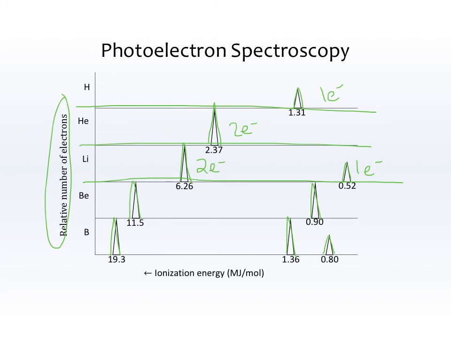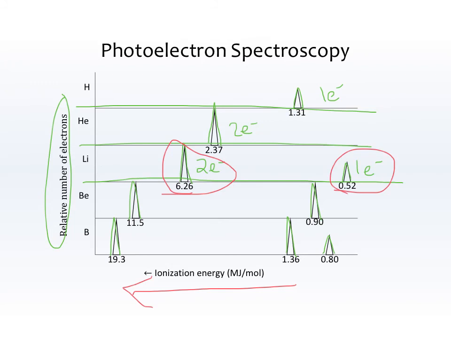Okay, now let's talk about the energy itself. Over here, notice that ionization energy actually increases as you go more to the left. So if we were looking at the peaks for lithium, it requires more energy to remove these 2 electrons, 6.26 megajoules per mole, than it does to remove this 1 electron, 0.52 megajoules per mole.